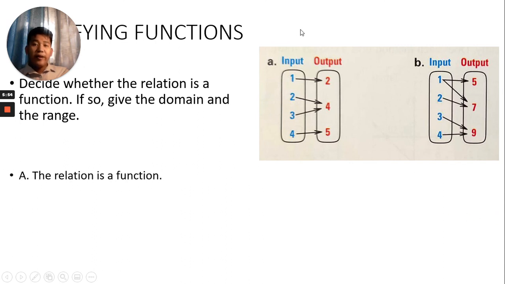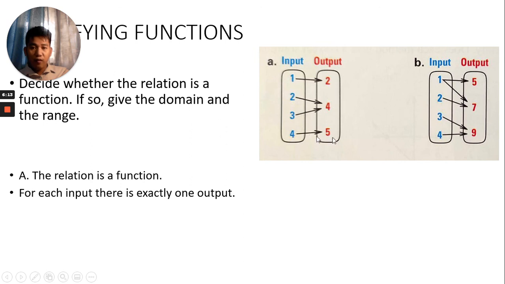For letter A, as you can see, we have the columns of input and output. We can say that the relation is a function. Why? Because for each input there is only one output: 1 to 2, 2 to 4, 3 to 4, and 4 to 5. So there is only one output for each input, so it is a function. The domain is the set of all first elements, or first coordinates: 1, 2, 3, 4. And the range is 2, 4, 5.